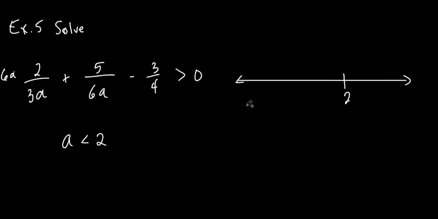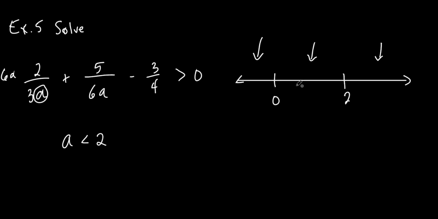But we got a problem. What can a not be here? No? It's on the bottom. It can't be what? 0. This one cannot be 0. This time it's not being added, is it? Because 3 times 0 would be what? 0. So 0 is my other critical point. So now what do you do? You pick a point to the left of 0. You pick a point between 0 and 2. You pick a point after 2, right? And you see which ones work.